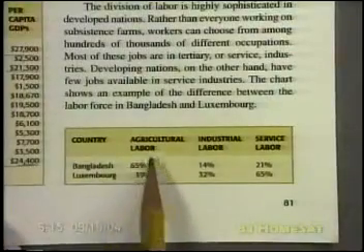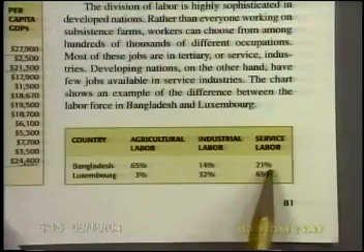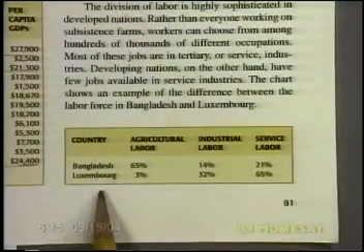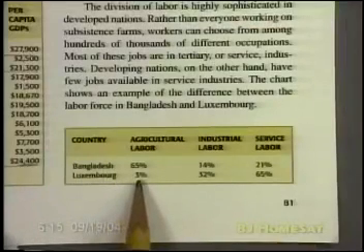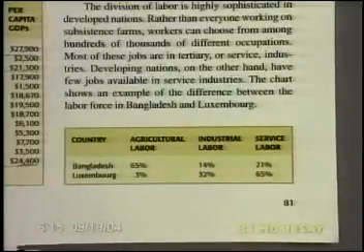Bangladesh, most of their people work in agriculture, very few in industrial labor and very few in service labor, as compared to Luxembourg. These are the two countries we just looked at, their figures, and they only have 3% in agriculture and 65% in service labor. So those people are going to have much more choice, and they can specialize in a particular task.